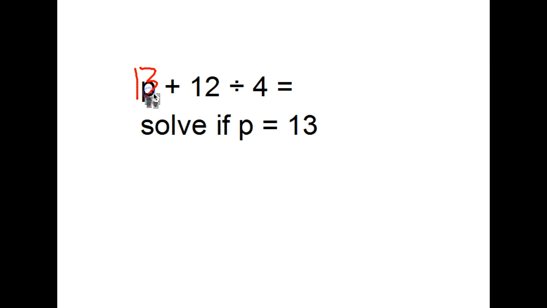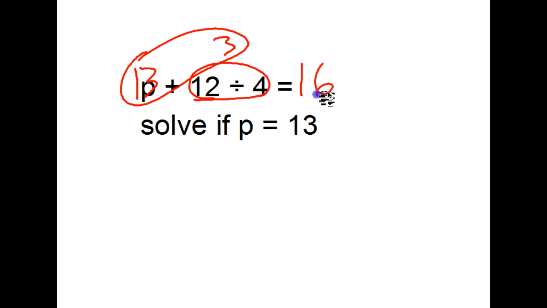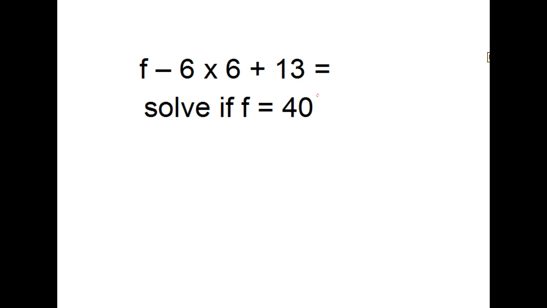Put my 13 in for p. I want to divide first, higher up the tower of power. 12 divided by 4 equals 3. 13 plus 3, 16. Stop the video and try it.